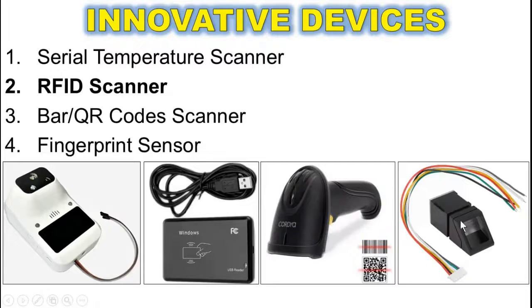The serial temperature scanner measures the body temperature of a person. It is widely used during the COVID-19 pandemic. The radio frequency ID scanner determines the identification number of the radio frequency ID tag embedded in a plastic card or a keychain tag. The bar or quick response or QR codes scanner interprets the information from a two-dimensional barcode and quick response or QR code. The fingerprint sensor recognizes human fingerprints.